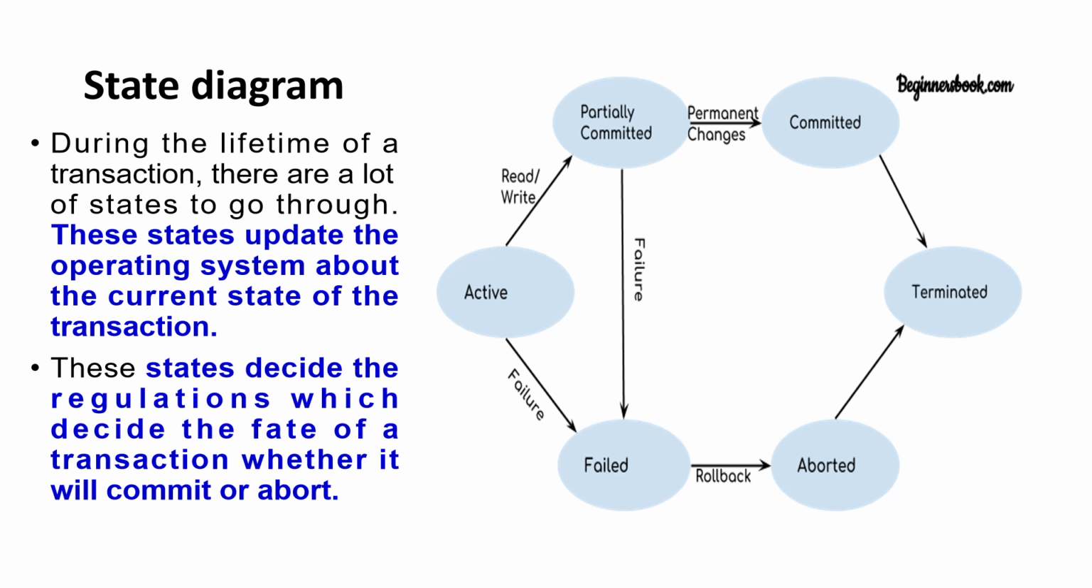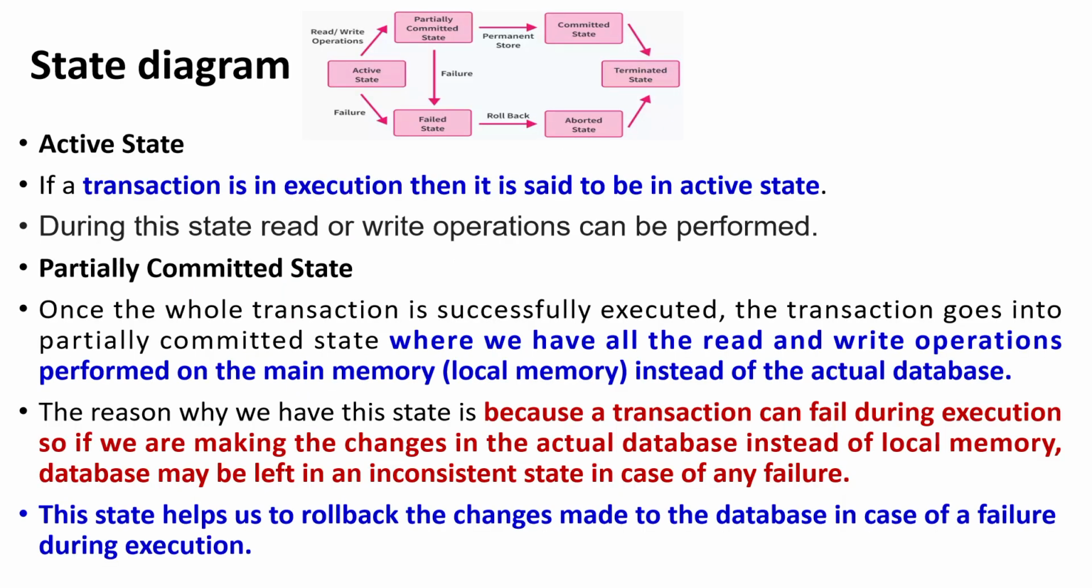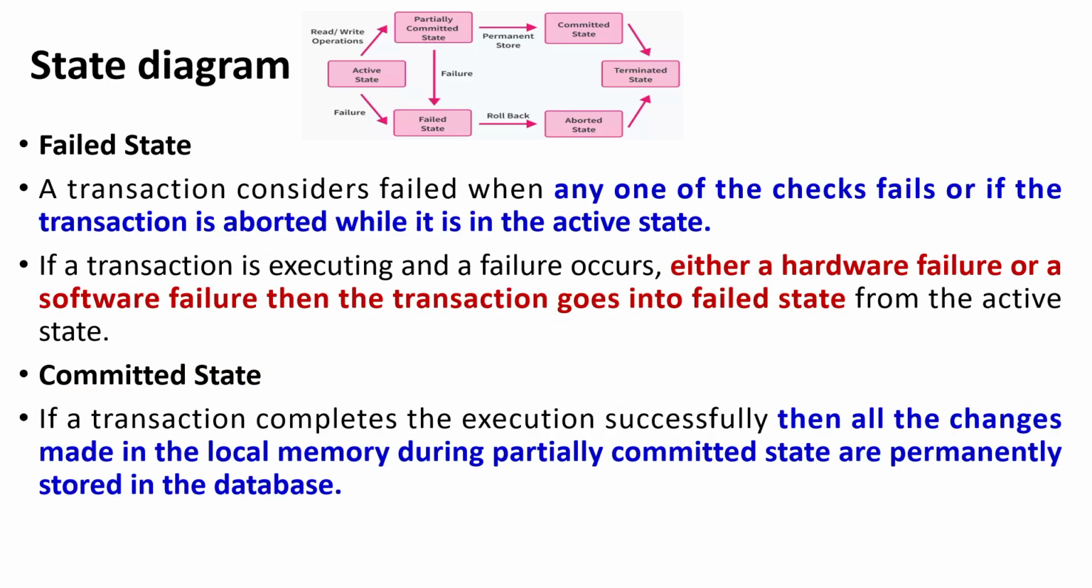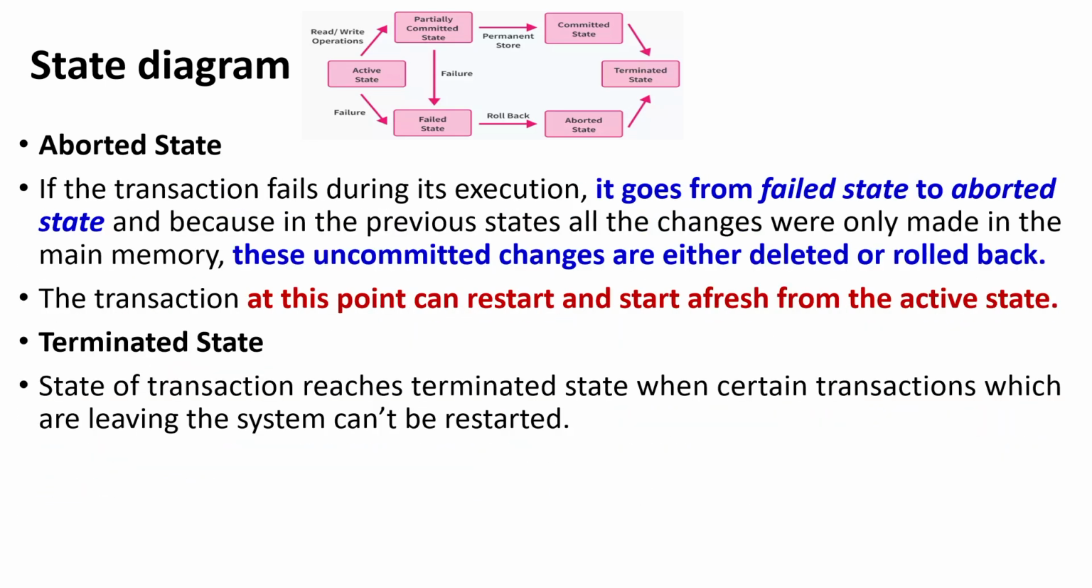The state diagram. The state diagram consists of certain states such as active state, partially committed state, failed state, committed state, aborted state, and terminated state, respectively.